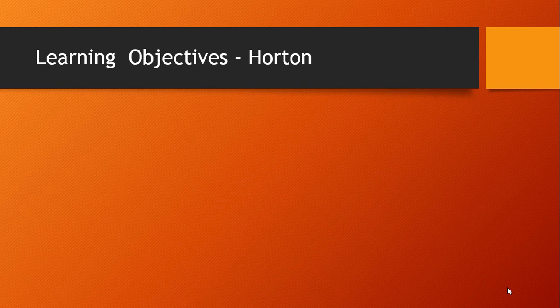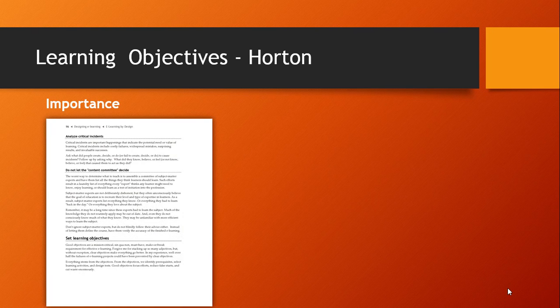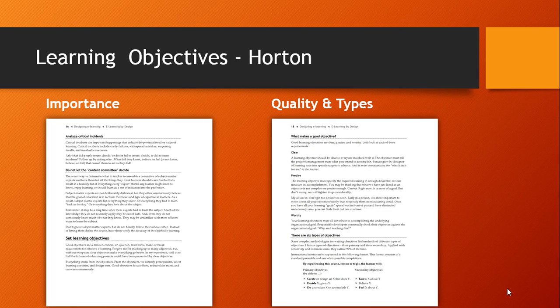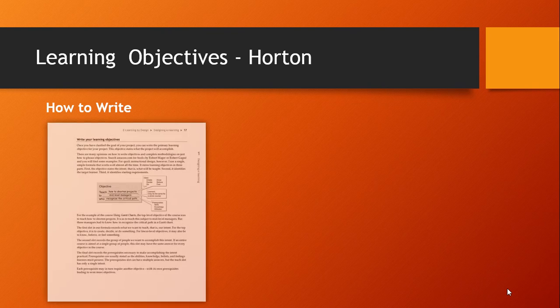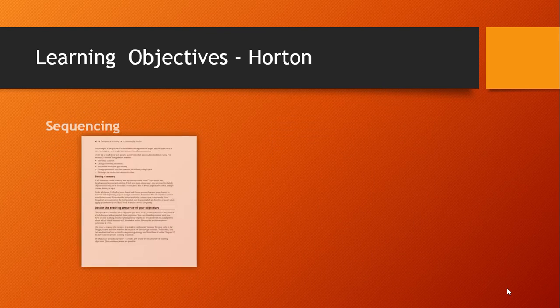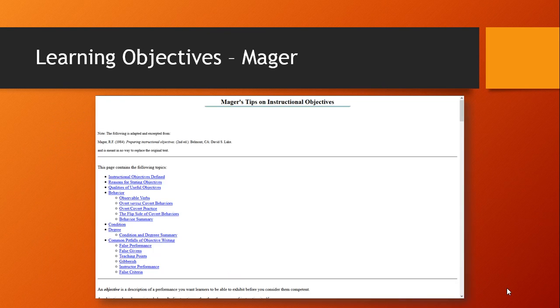You will be able to choose between two models for writing learning objectives. The first one is going to be from our textbook author. In chapter 1, you will see different kinds of information about objectives, beginning with their importance, the quality of objectives, the different types of objectives, how to write these objectives, and also how to sequence them.